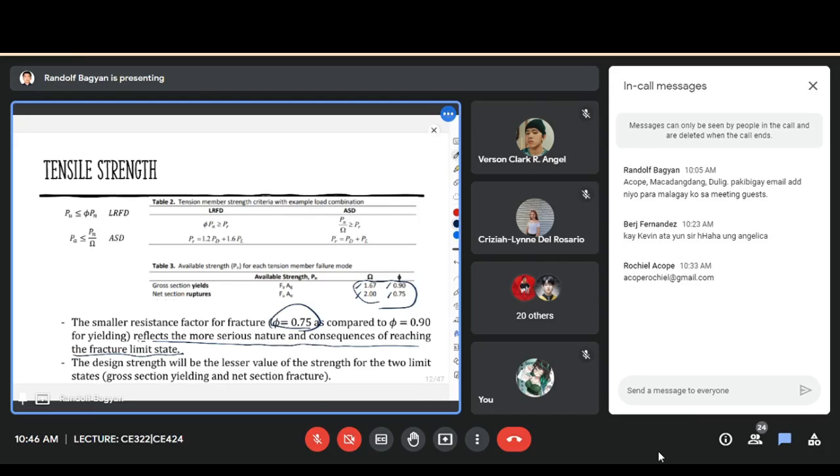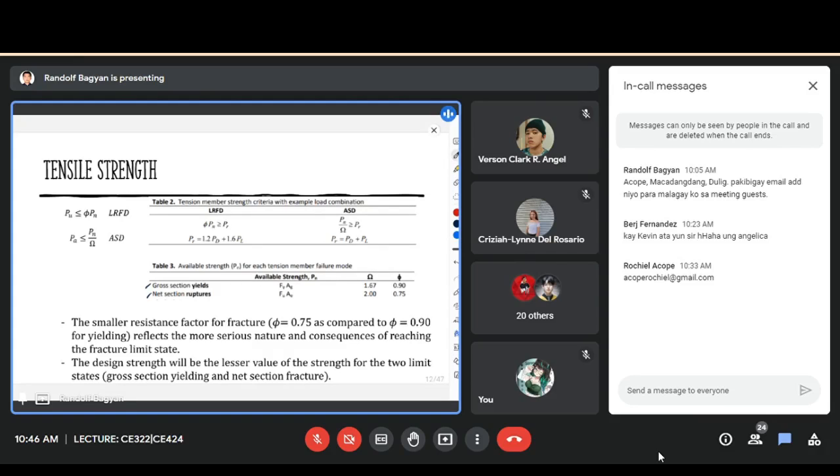Okay, so the design strength will be the lesser value of the strength for the two limit states, okay, for gross section yielding and net section rupture. Bakit, sir? Okay, we always consider these two. At kung sino yung mas mababang value sa kanila, yun yung mag-go-govern sa ating design strength. Okay, yun yung ating design strength ng ating member.